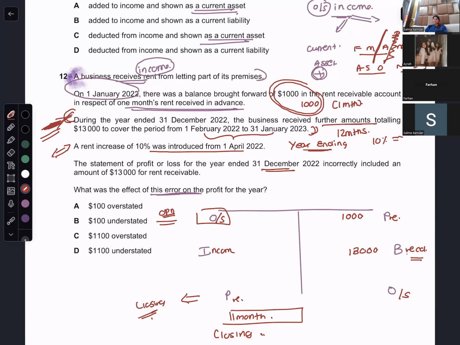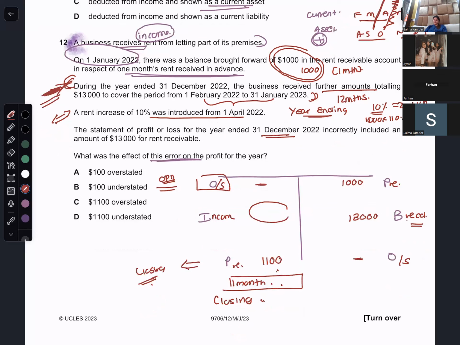So the new rent from April was how much? 1,000 into 110%, so the new rent was 1,100. And you've received 1 month extra, right? Yes. There was no opening outstanding and no closing outstanding. Can you tell me the income for the year?